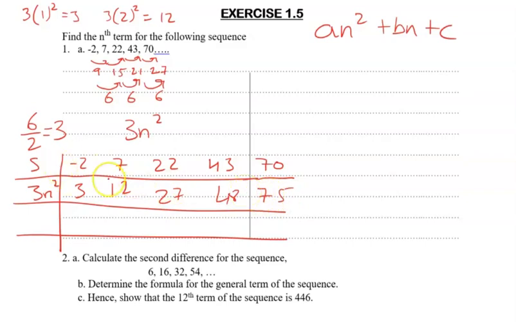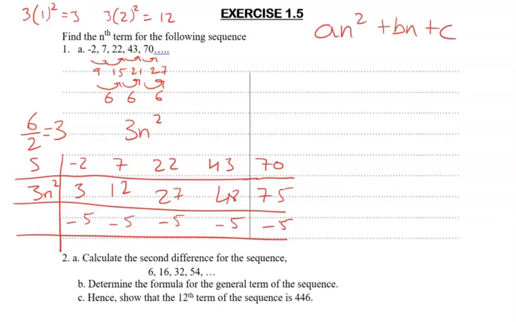Now whatever you have in the original sequence, you take away what you get from 3n squared. So you do -2 take away 3. That's going to give us -5. 7 minus 12, -5, -5, -5, and -5. Now you can have two scenarios here. You can either have the same number repeating in the last row, or you could have a new sequence altogether.